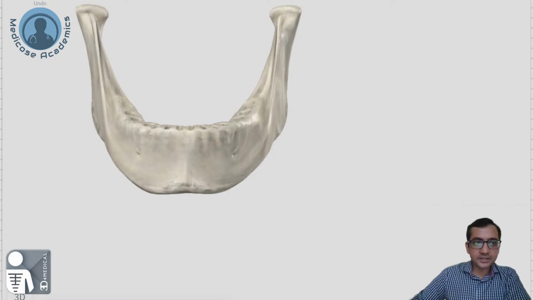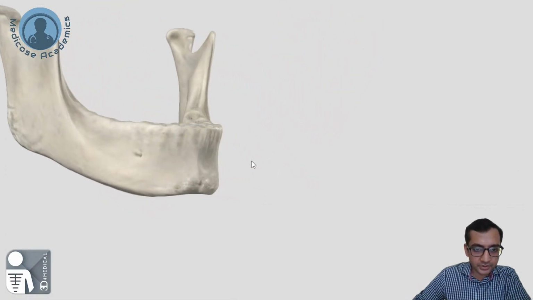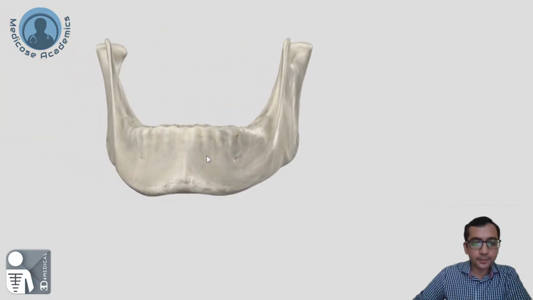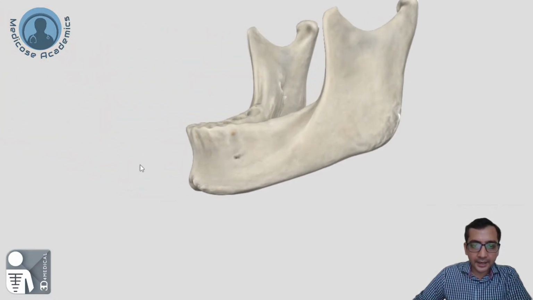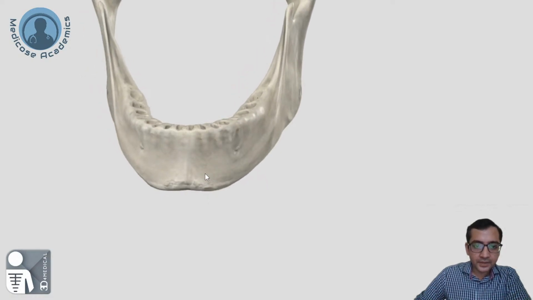The mental protuberance is more visible if you see from side to side. Here, this triangular process, this area, is the mandible prominence. And the upper margin of the mandible gives rise to the teeth. These are the alveolar arch.